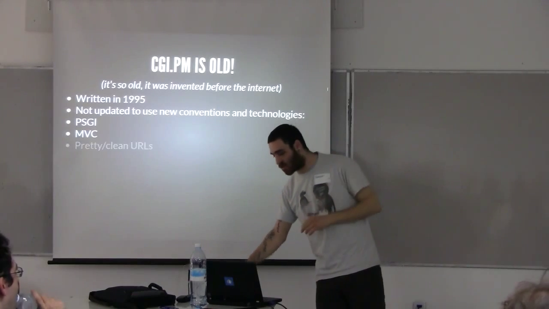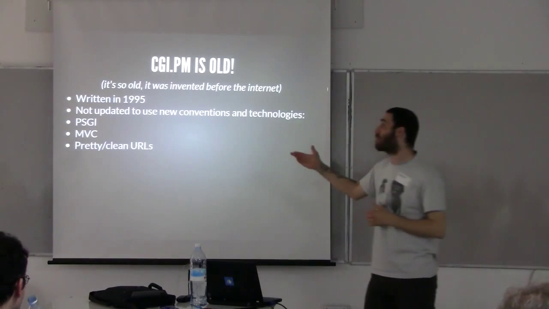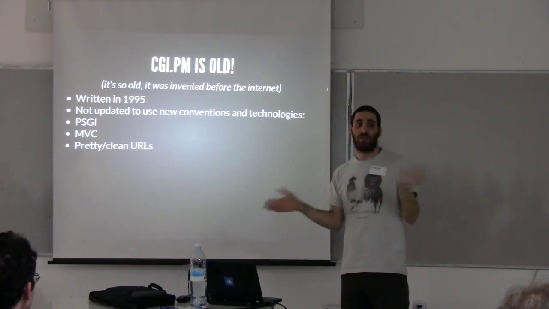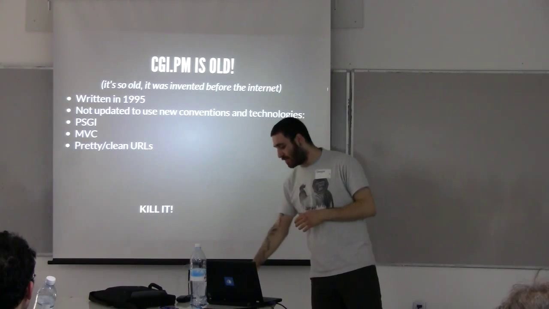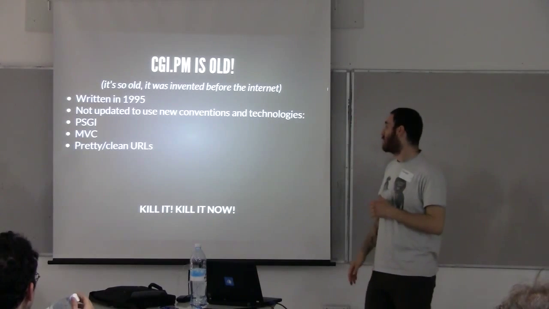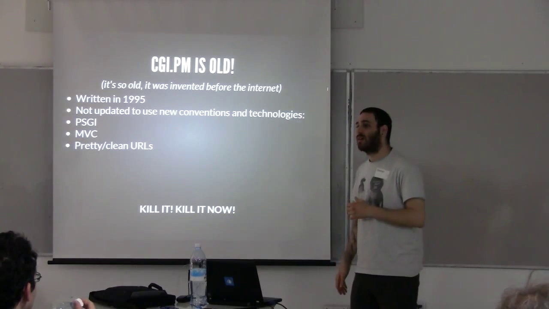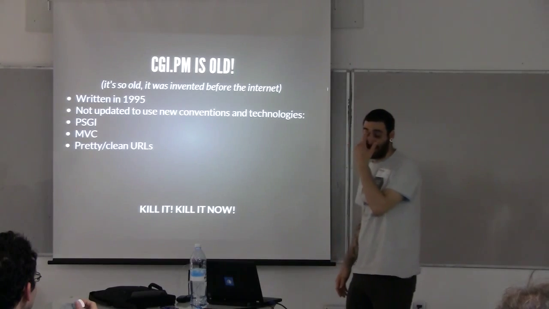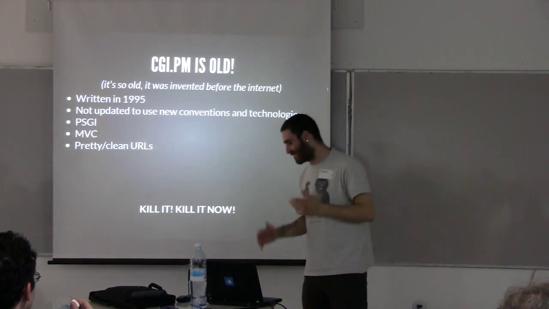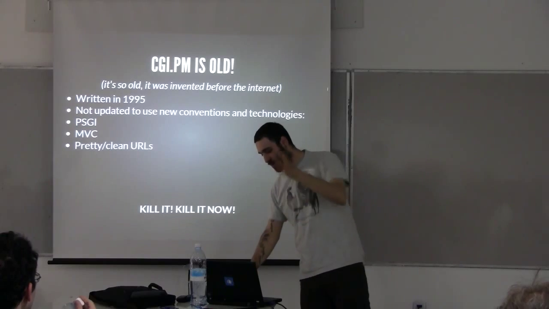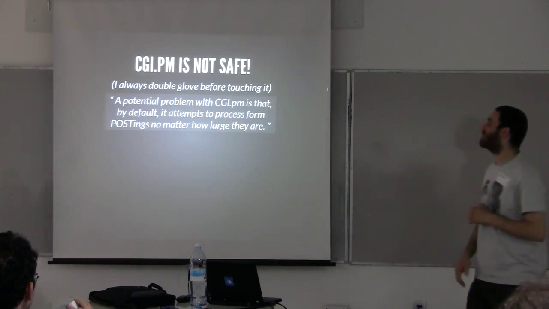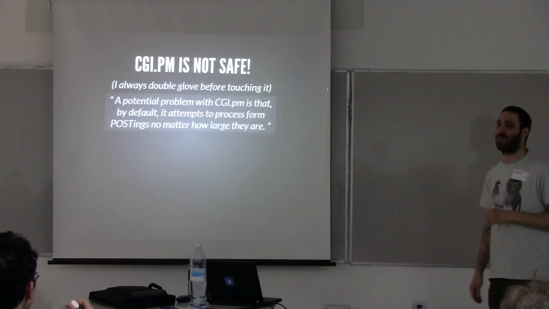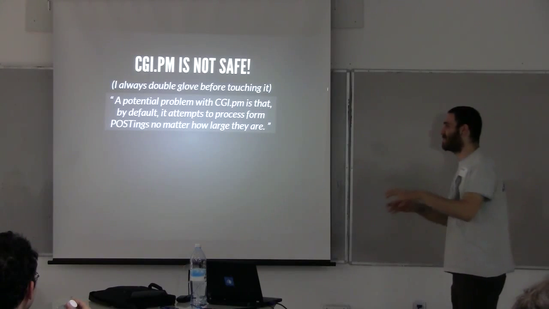It has no MVC structure. It doesn't have pretty or clean URLs, which are now the most common usage for web application URLs, and that's simply too much. What about Ajax? Well, I won't go into Ajax. It's not safe. I usually double glove before I touch CGI.pm. You should too. Do not touch it by itself.